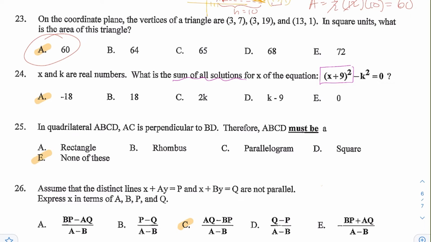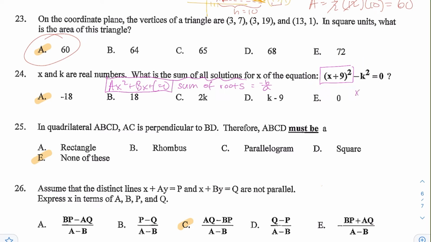So remember, for quadratics, the sum of the roots, you can use the equation negative b over a. And that only applies if you have this quadratic in standard form, so ax squared plus bx plus c equals 0. So this standard form of this parabola is what we want to make this equation look like.